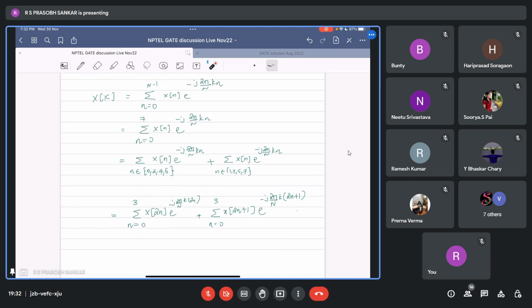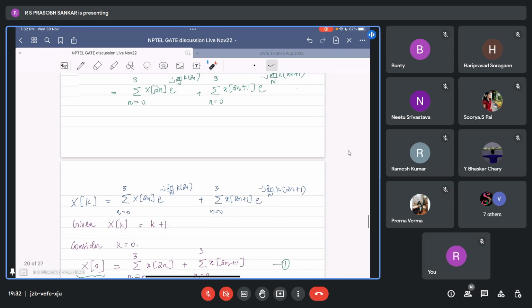Similarly, we have the sum of odd terms here, and that I wrote like this: summation n equals 0 to 3, x of 2n plus 1 times e raised to minus j 2 pi by N k times 2n plus 1. This is fine, no? This is the usual technique that we use. By the way, if there is any doubt at any point of time, please feel free to interrupt.